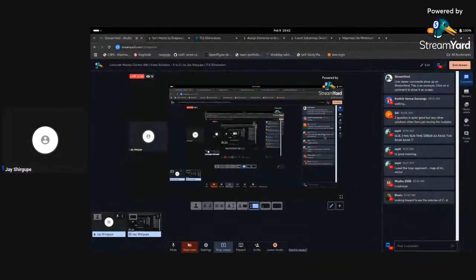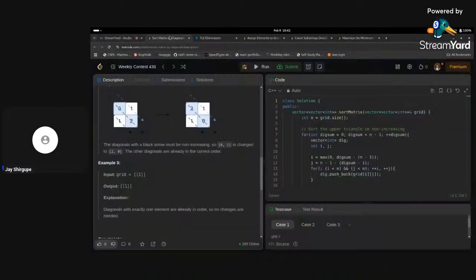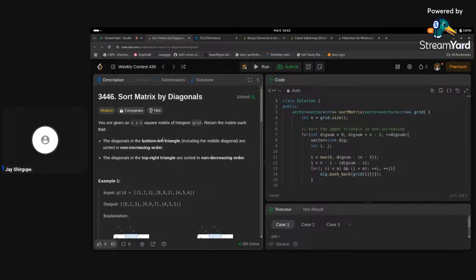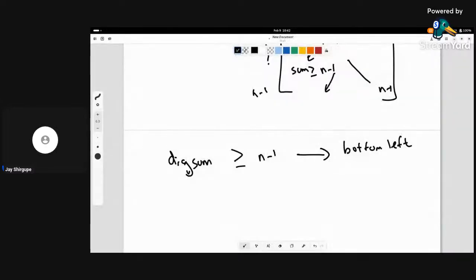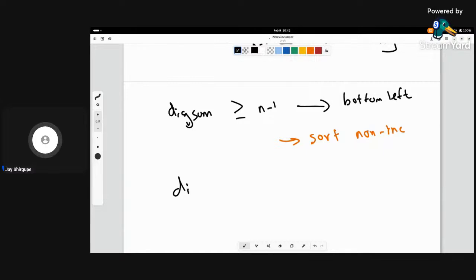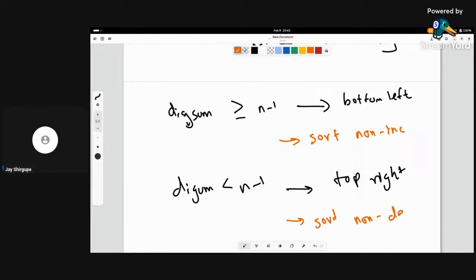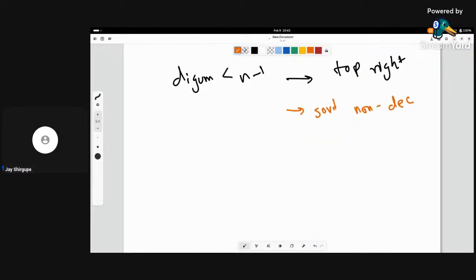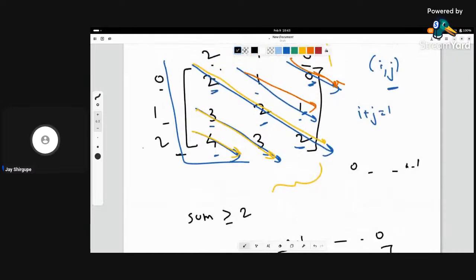And in that case, if you're getting a bottom left diagonal, basically you have to sort in non-increasing order. Like in this case, you have to sort in non-increasing order. And if your diagonal sum is less than n minus 1, then you get a top right, and in that case, you have to sort in non-decreasing order. So that was about how you could fix these diagonals.